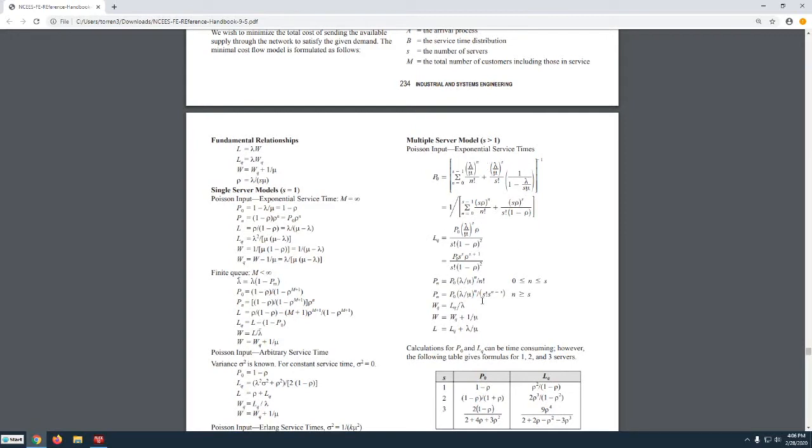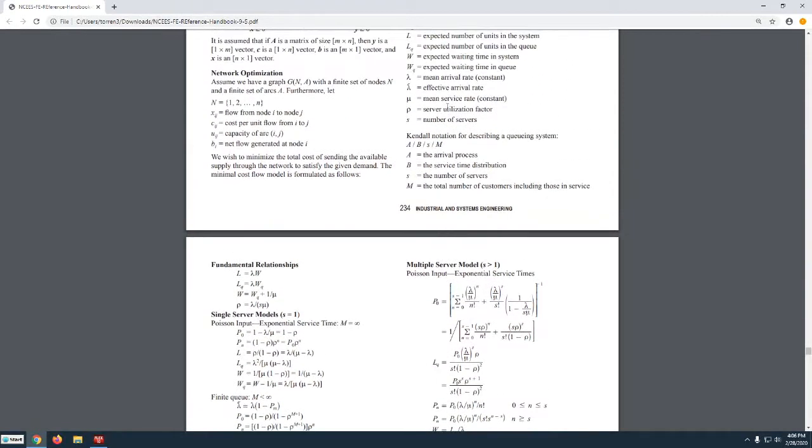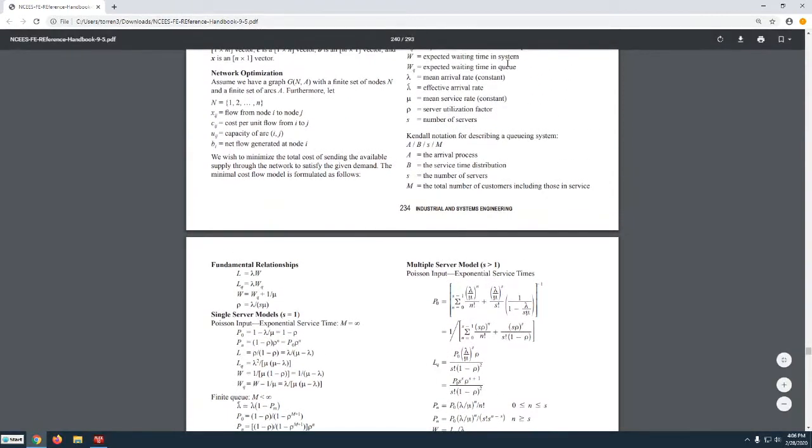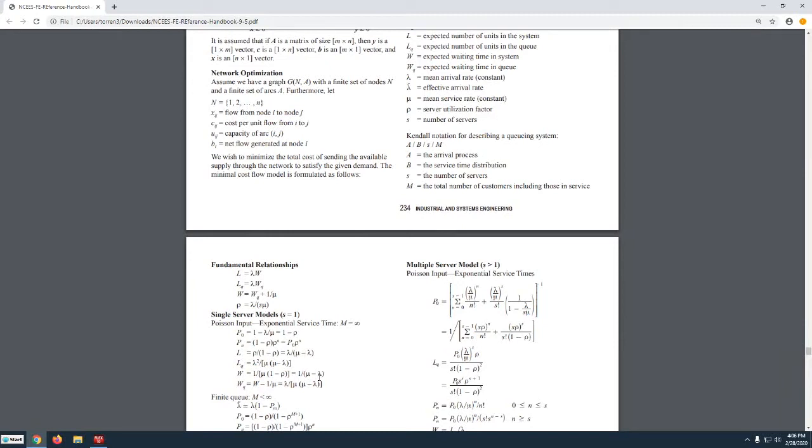For this M/M/1 problem, one number is 20, one number is 12, and it's asking for the time spent waiting. So check the definition here. W is the expected waiting time in the system. You just need to use the equation: W is 1 over mu minus lambda, so 1 over 20 minus 12. That will give you the answer, 0.125. So this is the one.